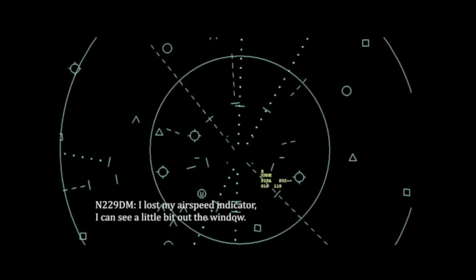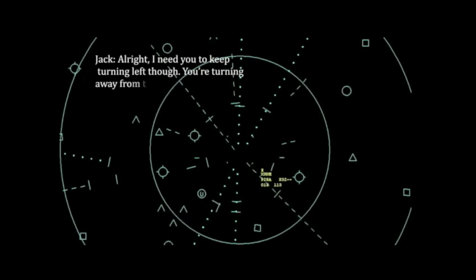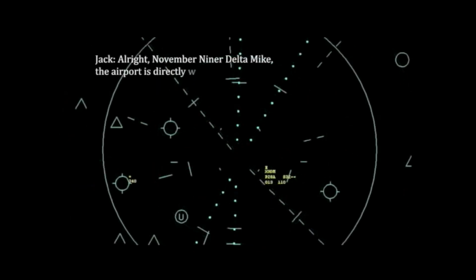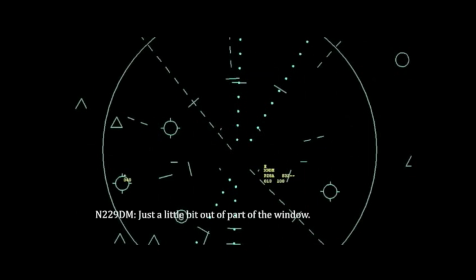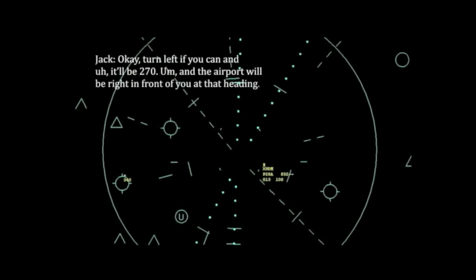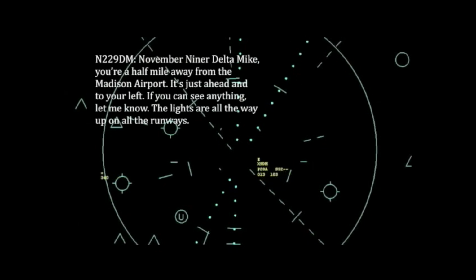I'm trying to lock my airspeed indicator. I can see a little bit out the window. All right, I need you to keep turning left, though. You're turning away from the airport. All right, November 9 or Delta Mike, the airport is directly west of you. Do you see the ground okay, though? Just a little bit out of part of the window. Okay, turn left if you can, and it'll be 270, and the airport will be right in front of you at that heading. November 9 or Delta Mike, you're a half mile away from the Madison Airport. It's just ahead and to your left.